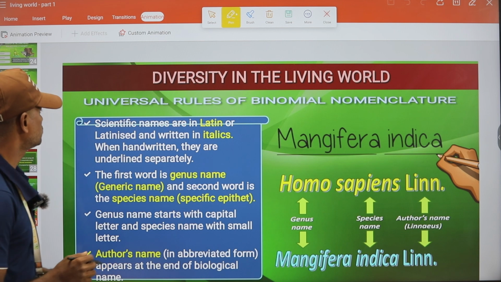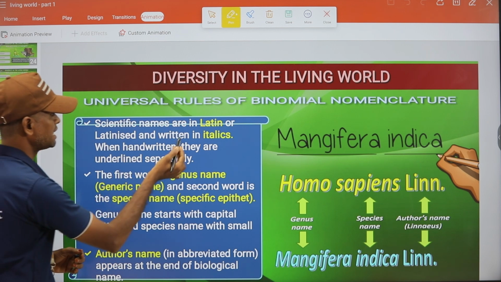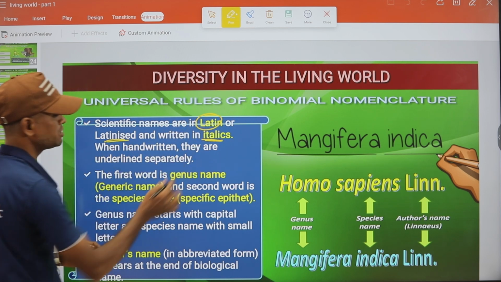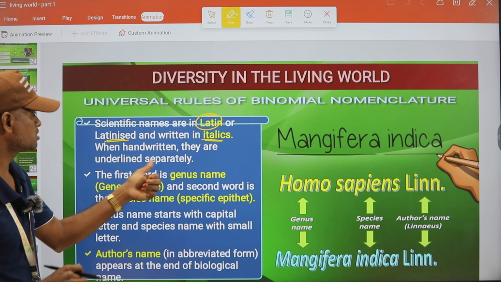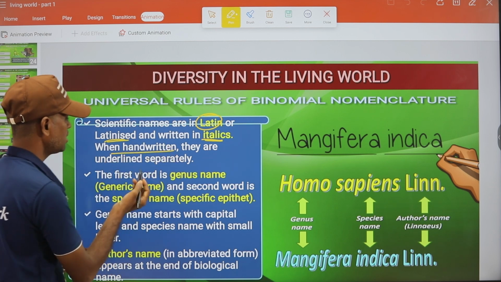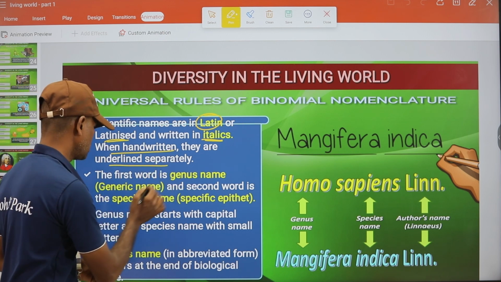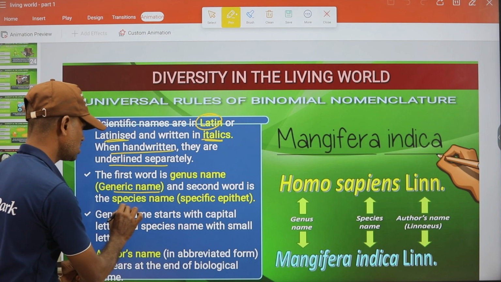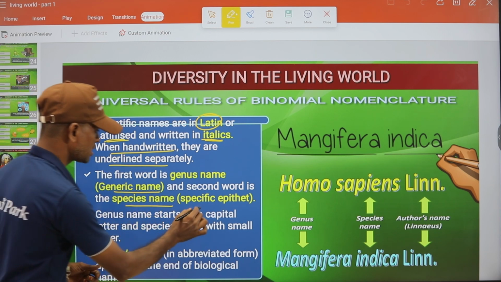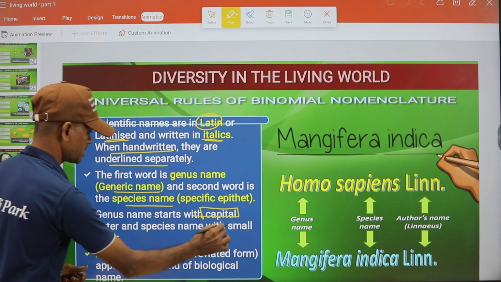So there are some rules for binomial nomenclature. Scientific names are of Latin origin, Latinized, and written in italics. That means if you are going to print, the letters should be italic, right? Otherwise, when handwritten, they must be separately underlined. The first word is the genus name, that is the generic name, and the second word is the species name or specific epithet of a particular organism. Genus name starts with a capital letter and species name starts with a small letter.